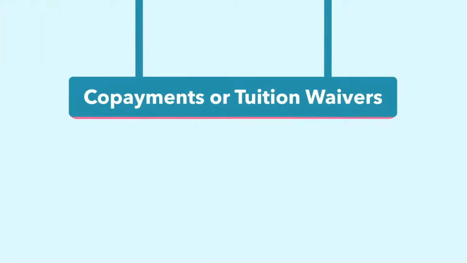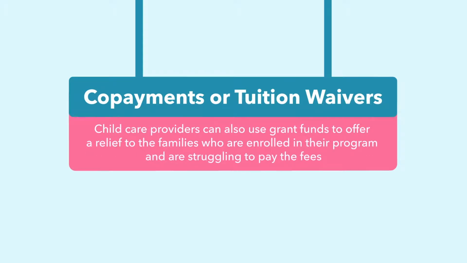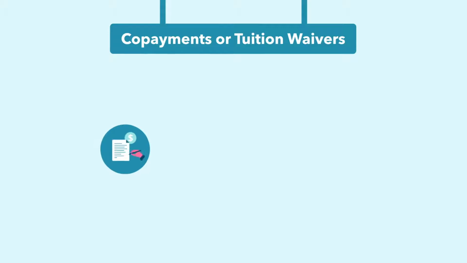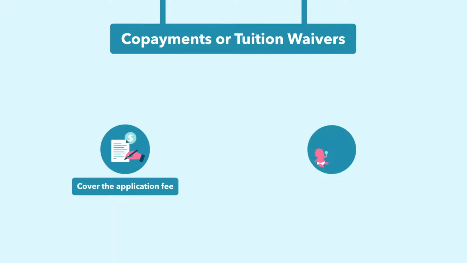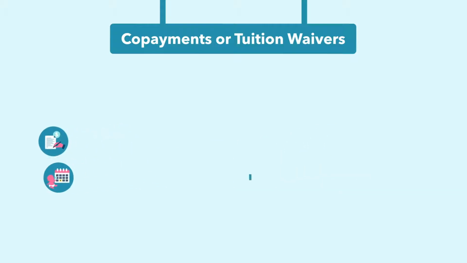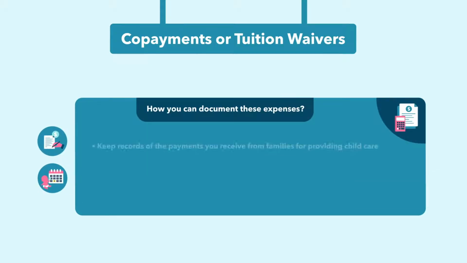Co-payments or tuition waivers. Child care providers can also use grant funds to offer relief to the families who are enrolled in their program and are struggling to pay the fees. Here are some examples of these expenses: cover the application fee, pay for a month of a child's care so that the family does not pay. How can you document these expenses?